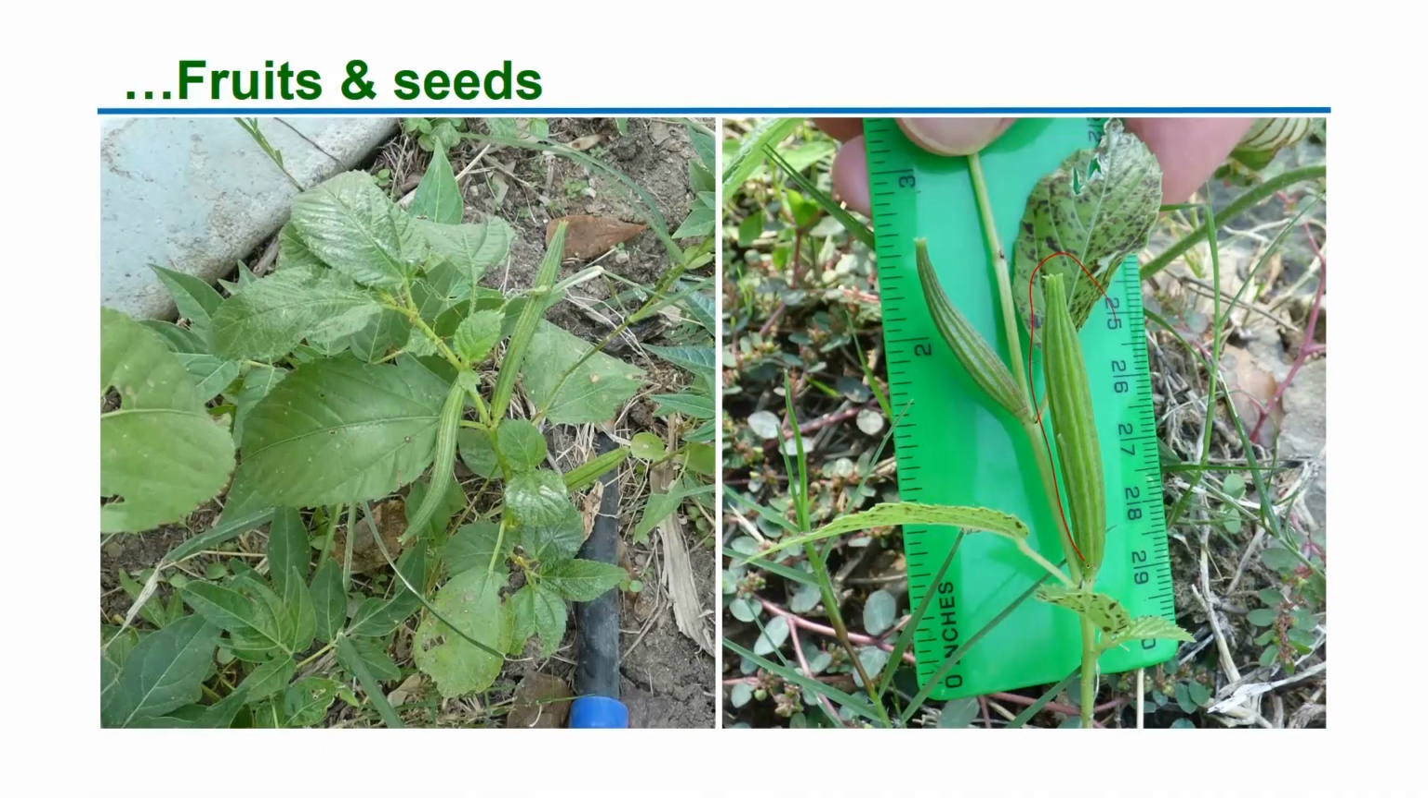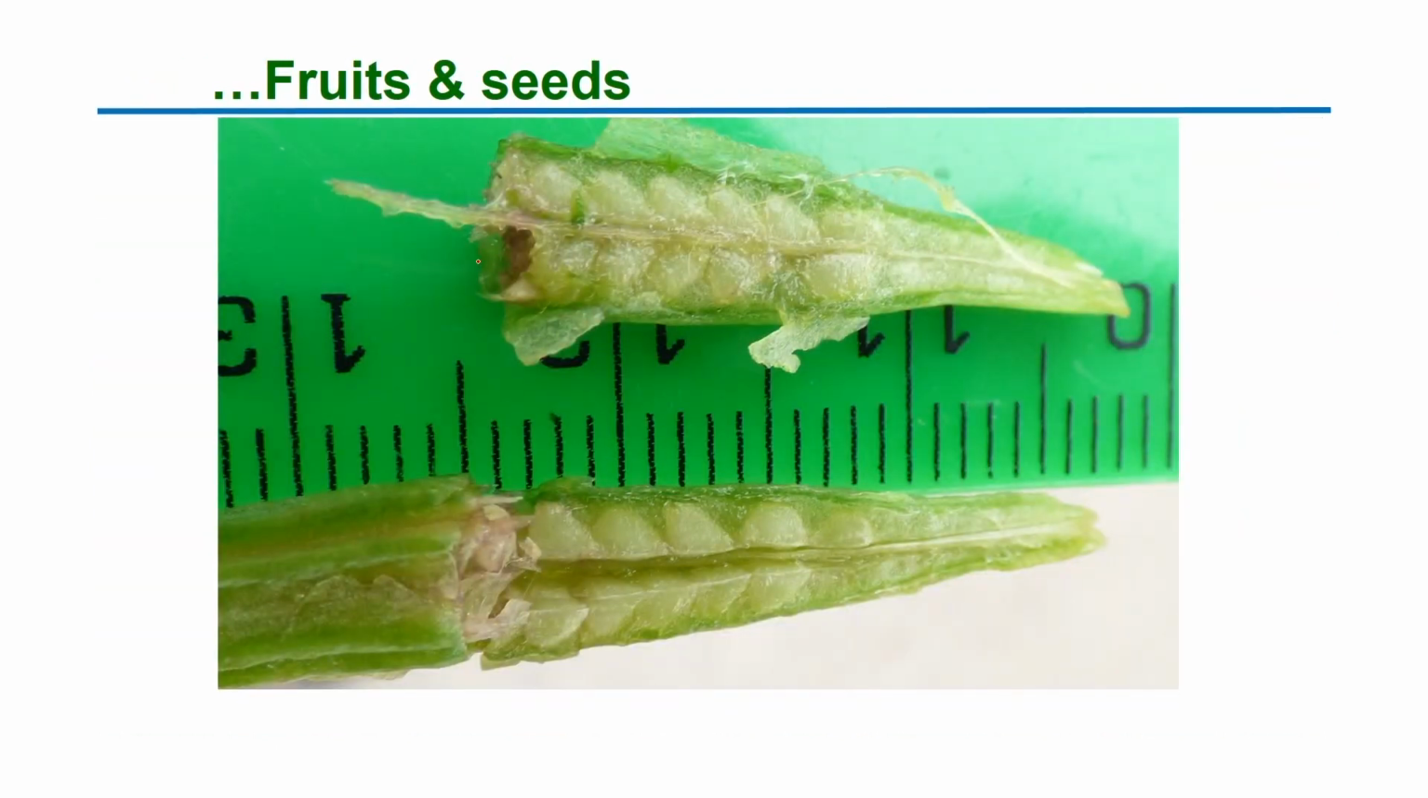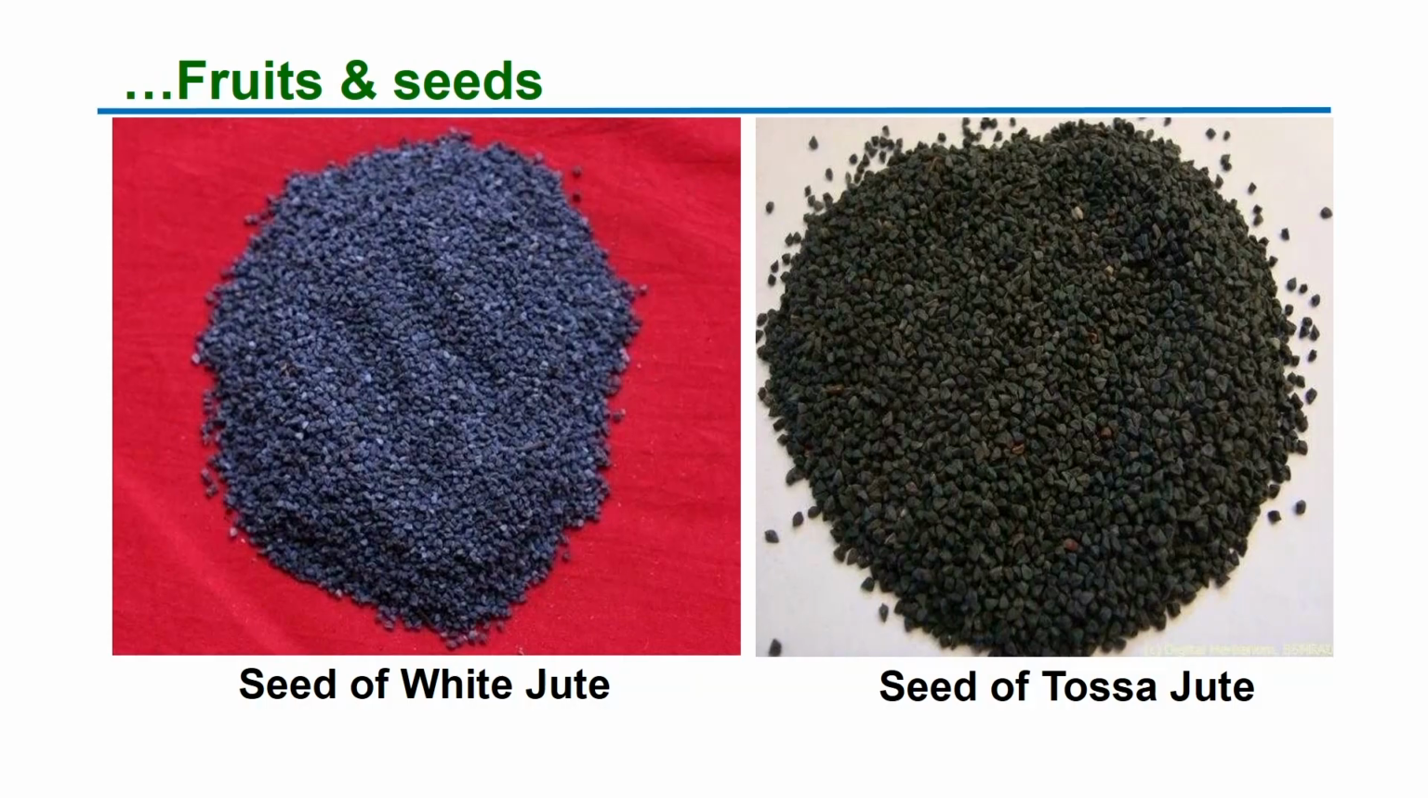Now see more pictures of the pods here, they are longer. Now you can measure also, have a look at this pod, the length, and you can see the seeds. These are the growing seeds in the pod. You can see a clearer picture here, these are developing seeds. Now you can see the differences in seed of white jute on the left side and seed of Tosa jute on the right side.